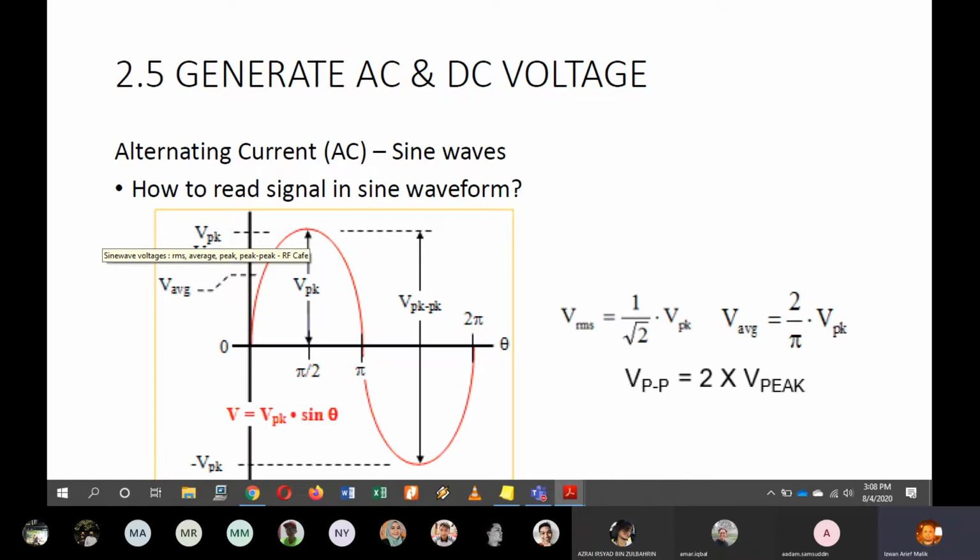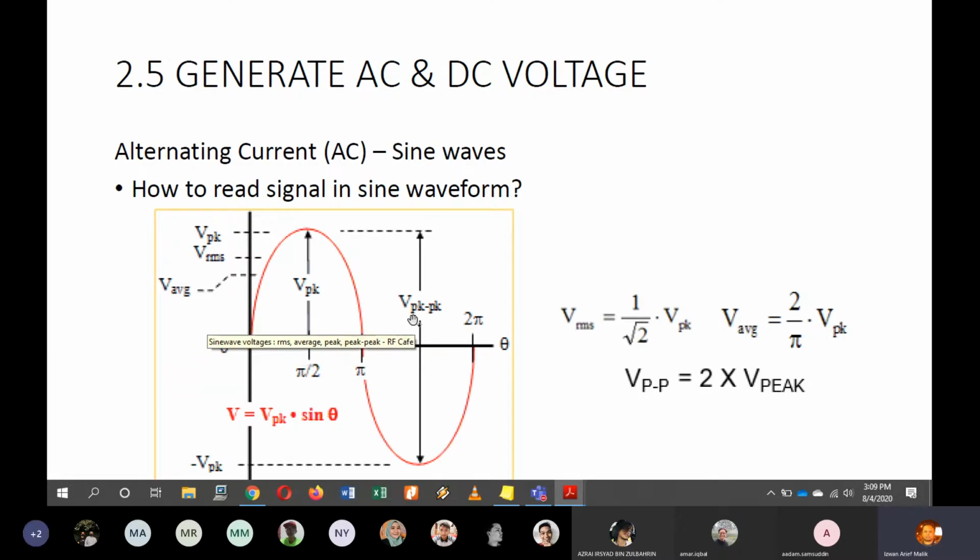And then for V peak to peak, we have to make sure that we obtain the value from the positive peak until the negative peak. So it will be the positive V peak plus the negative V peak. When you are calculating the value of your V peak to peak, you just ignore the negative sign of the negative V peak. So you just add V peak for the positive and the negative part, then you will get the V peak to peak.